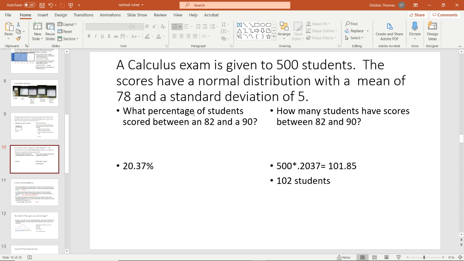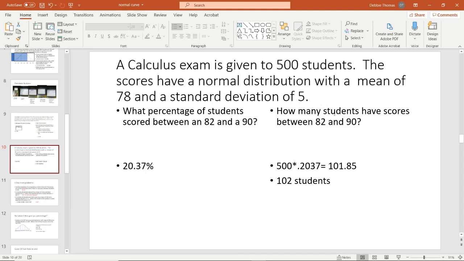Go into that distribution, find normal CDF. Enter 82 as lower, 90 as upper, enter my mean of 78, and my deviation of 5, hit paste, hit enter. Percentage means multiply by 100. And if you've done those button sequences right, you've got 20.37. This time I went to 2 decimal places just to mix it up. So about 20% of the students taking this exam scored in the mid to upper B range.